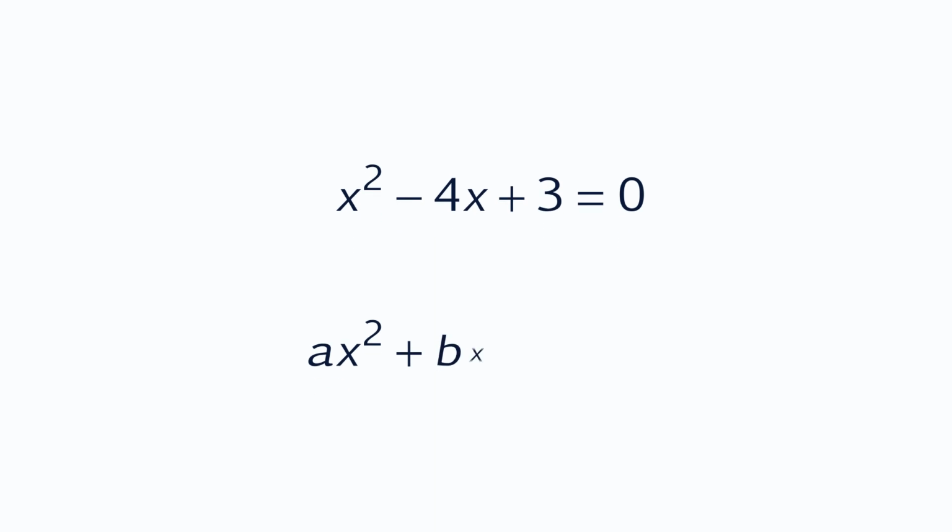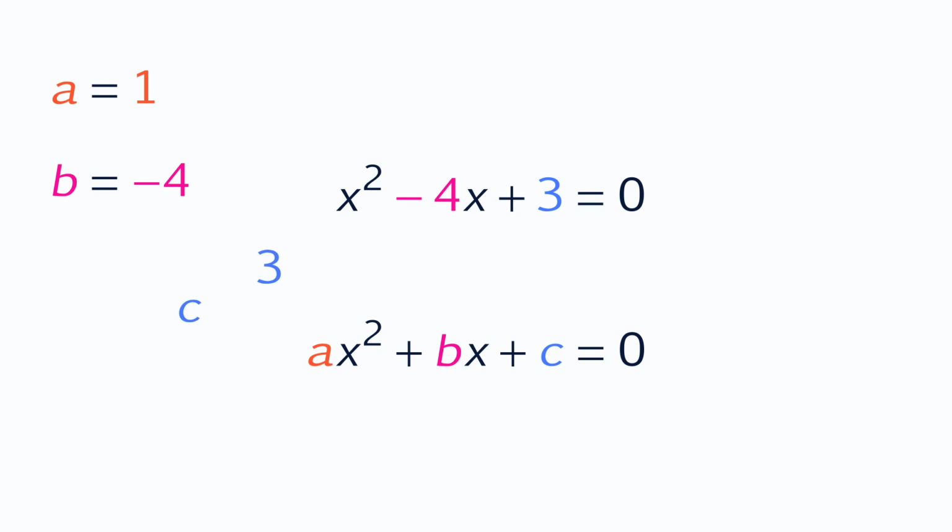Let's look at an example. You want to solve the quadratic equation x squared minus 4x plus 3 equals 0. Start by finding the coefficients. To do this, it's smart to compare the equation with the general form of the equation, ax squared plus bx plus c. There is no coefficient in front of x squared, which means that a equals 1. The coefficient in front of the x term is minus 4, so b is minus 4. And finally, the constant term is 3, so c equals 3.